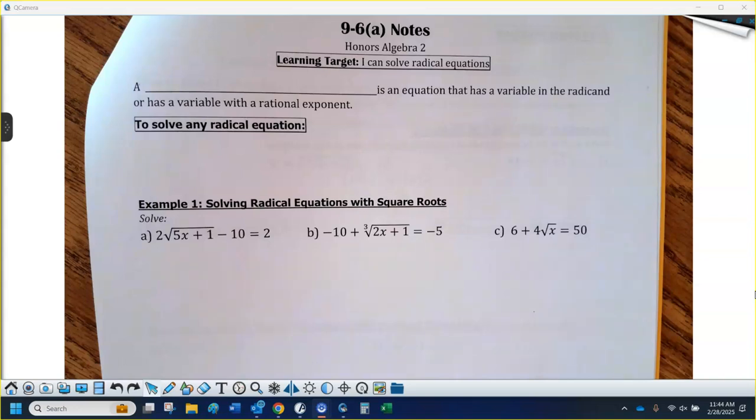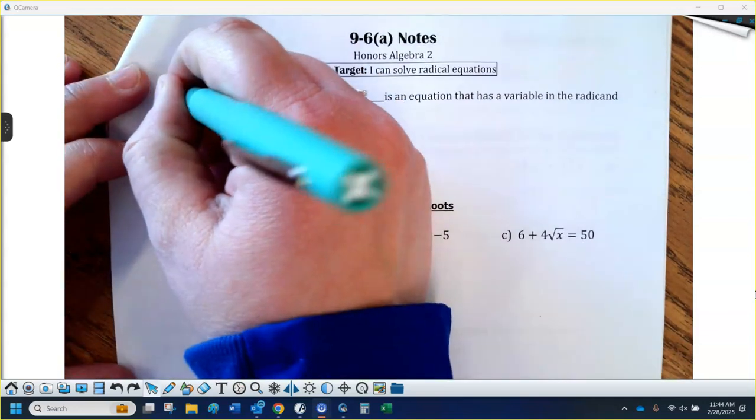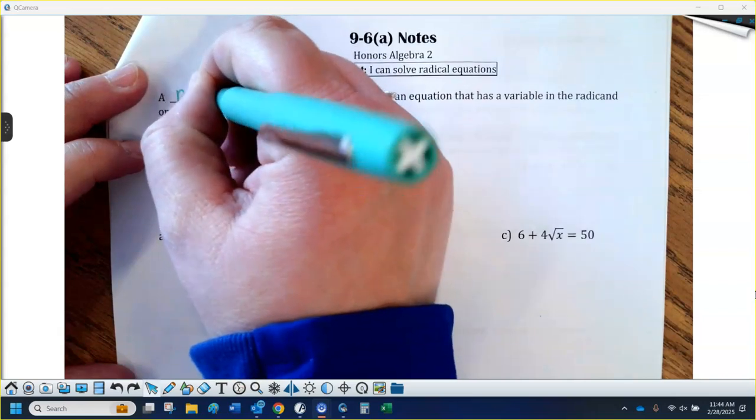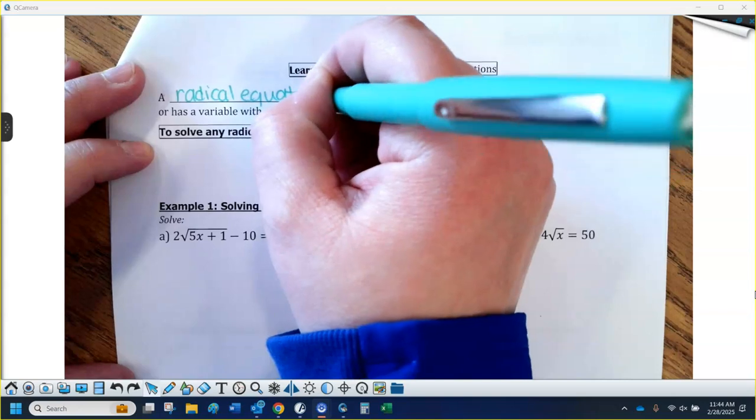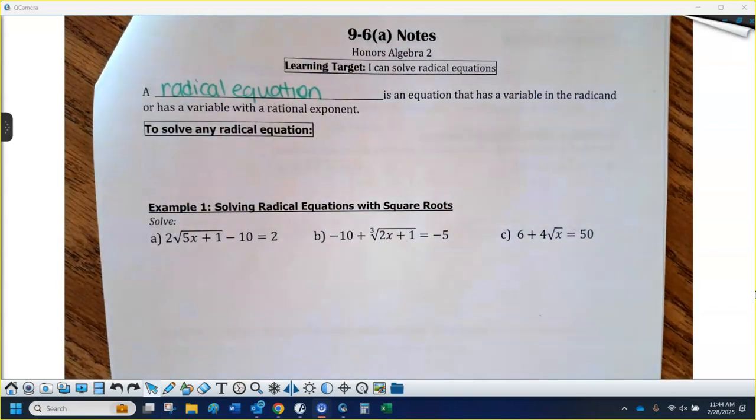Okay, so when you're solving, my first blank there is going to be a radical equation. We're going to do two types. We're going to do one type today and one type in our next lesson. But the blank here should be radical equation. And when I say radical, that could be a square root, that could be a cube root. I don't think I have any fourth roots, but any kind of a root where you see the actual square root symbol, cube root symbol, whatever.